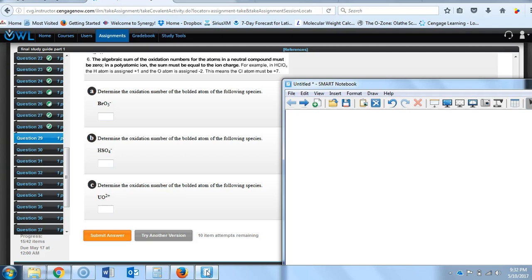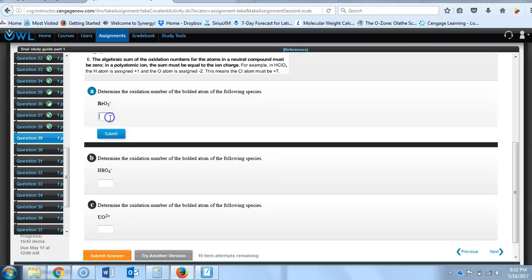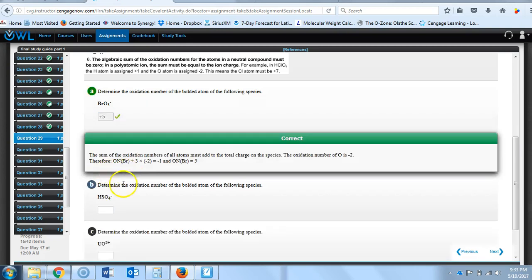So we have bromine attached to 3 oxygens with a -1 charge. When it's an anion, it has to add up to the -1 charge. Oxygens are always a -2, so we have a -6. So what, with -6, gives us -1? A +5. Oh, that's not going to work. There we go.